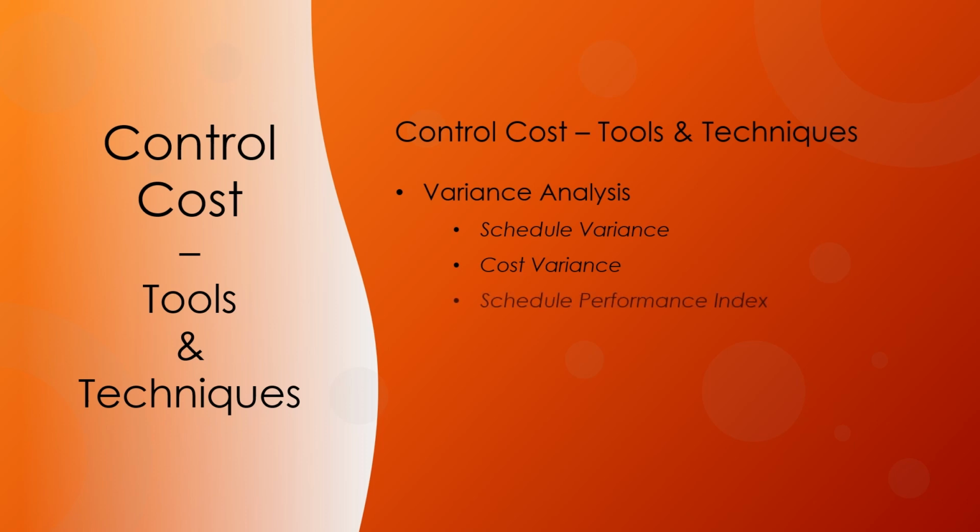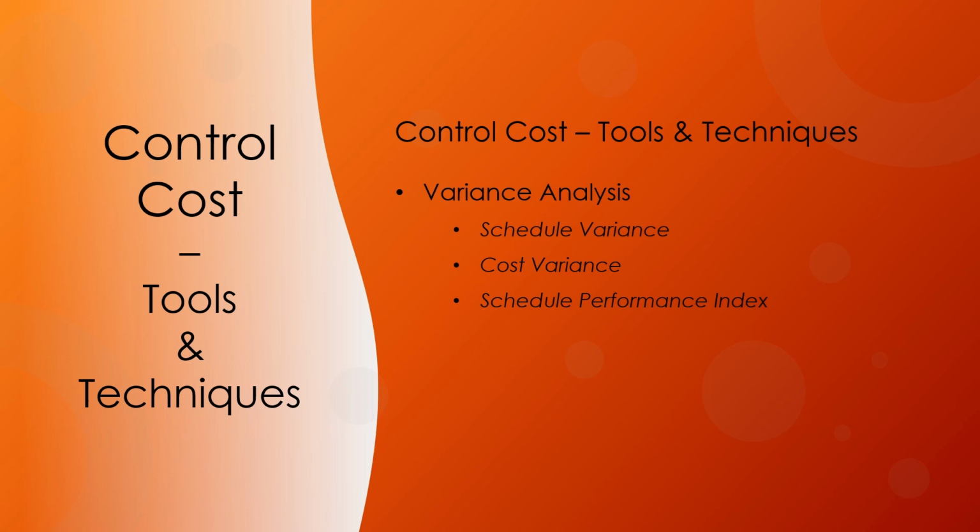The Schedule Performance Index, or SPI, is a measure of schedule efficiency expressed as the ratio of earned value to planned value. It measures how efficiently the project team is accomplishing the work. It is sometimes used in conjunction with the Cost Performance Index, CPI, to forecast the final project completion estimates.